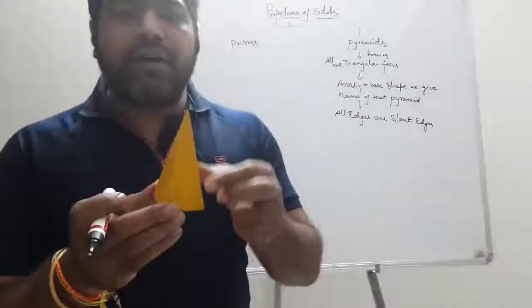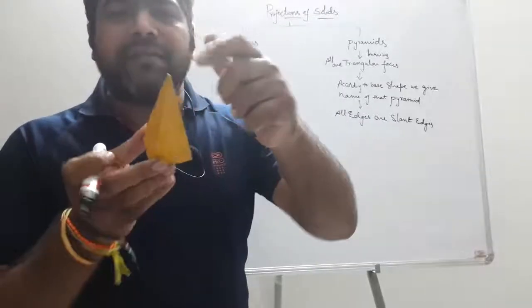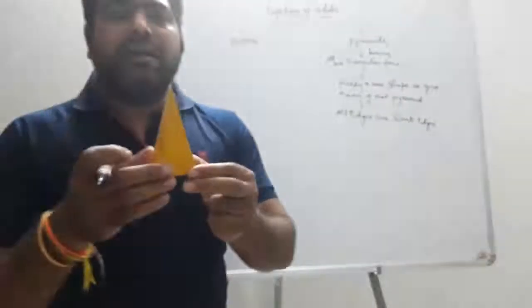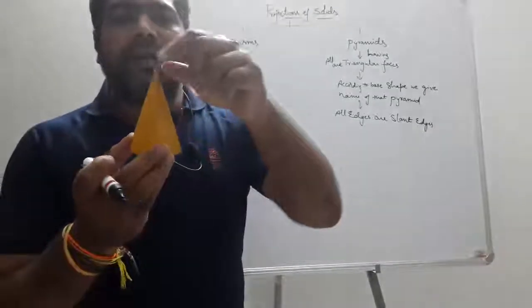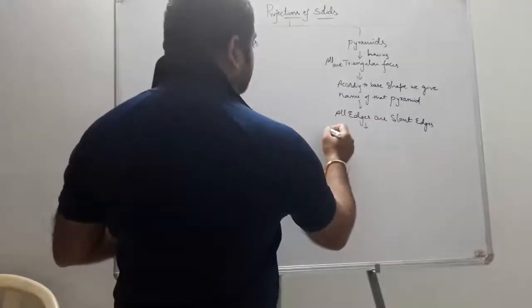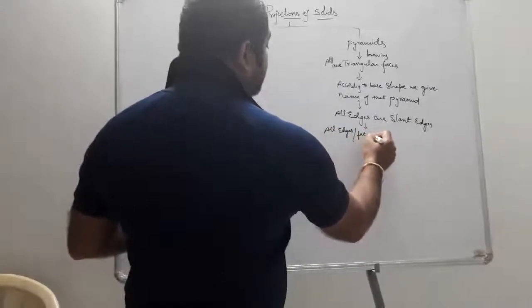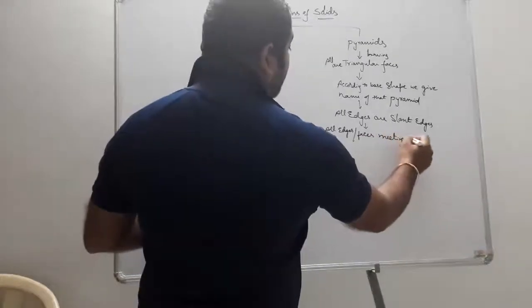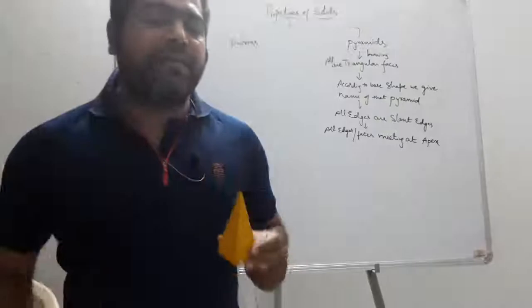And you can see that all these slant edges are meeting at a common point called apex. All the slant edges or all the faces are going to be meeting at the common point apex. All edges or faces meeting at apex, a common point called apex.